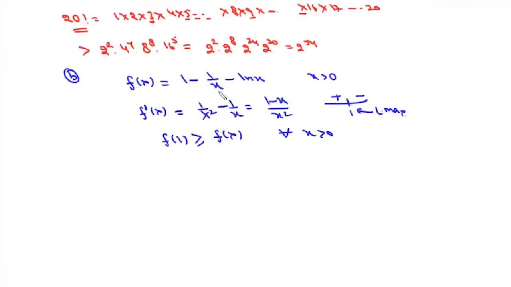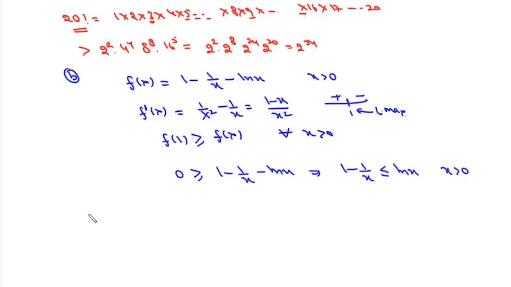Now f(1) is 1 minus 1, and log 1 is 0. So 0 will be greater than or equal to 1 minus 1 by x minus log x. So from here we can say 1 minus 1 by x will be less than or equal to log x whenever x is greater than 0.